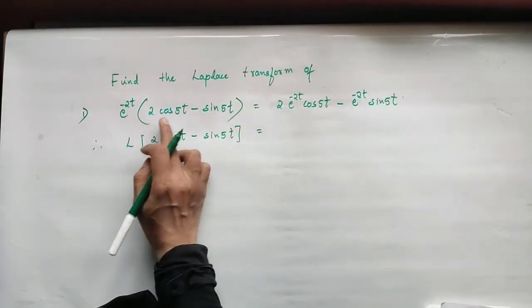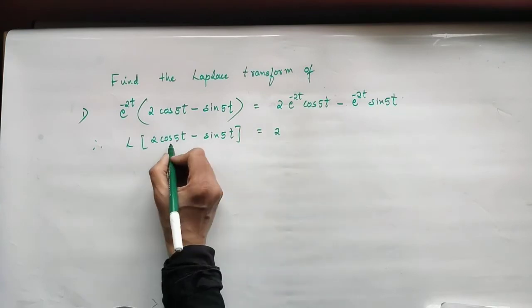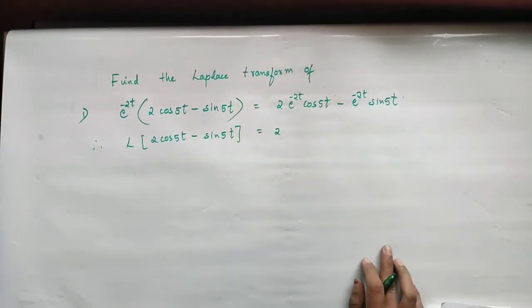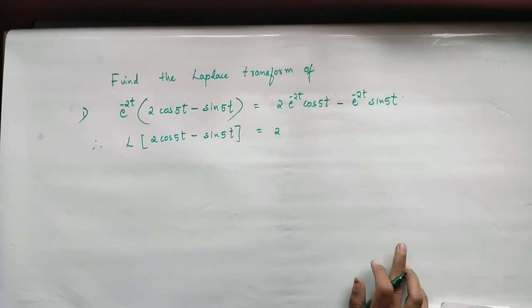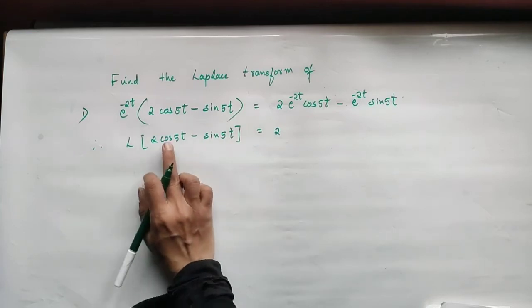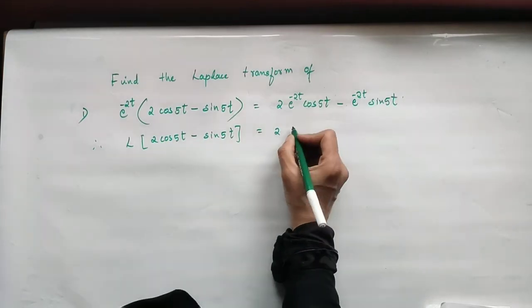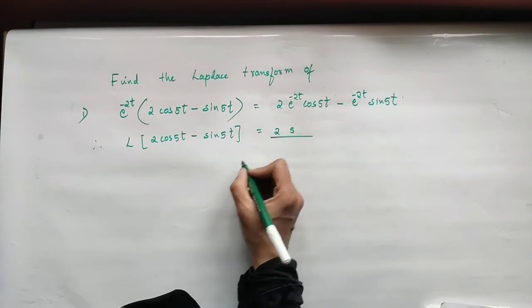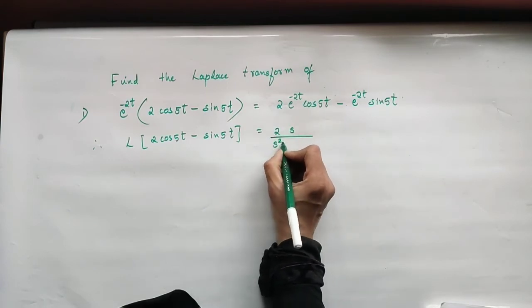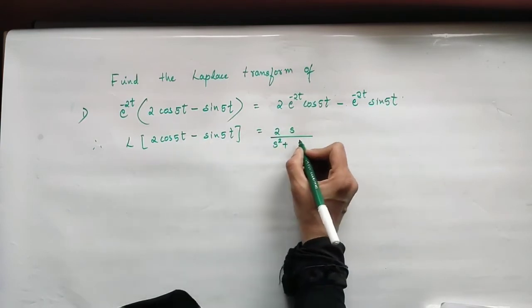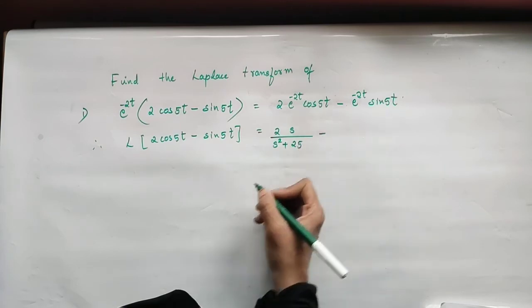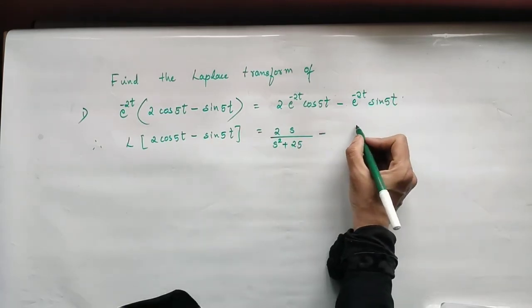So what is the Laplace transform of this? First, 2 is a constant, then the Laplace transform of cos 5t. Go back to your formula: the Laplace transform of cos at is s divided by s square plus a square. So similarly, the Laplace transform of cos 5t, where a is 5 here, becomes s divided by s square plus 5 square, which is 25, minus the Laplace transform of sin 5t.